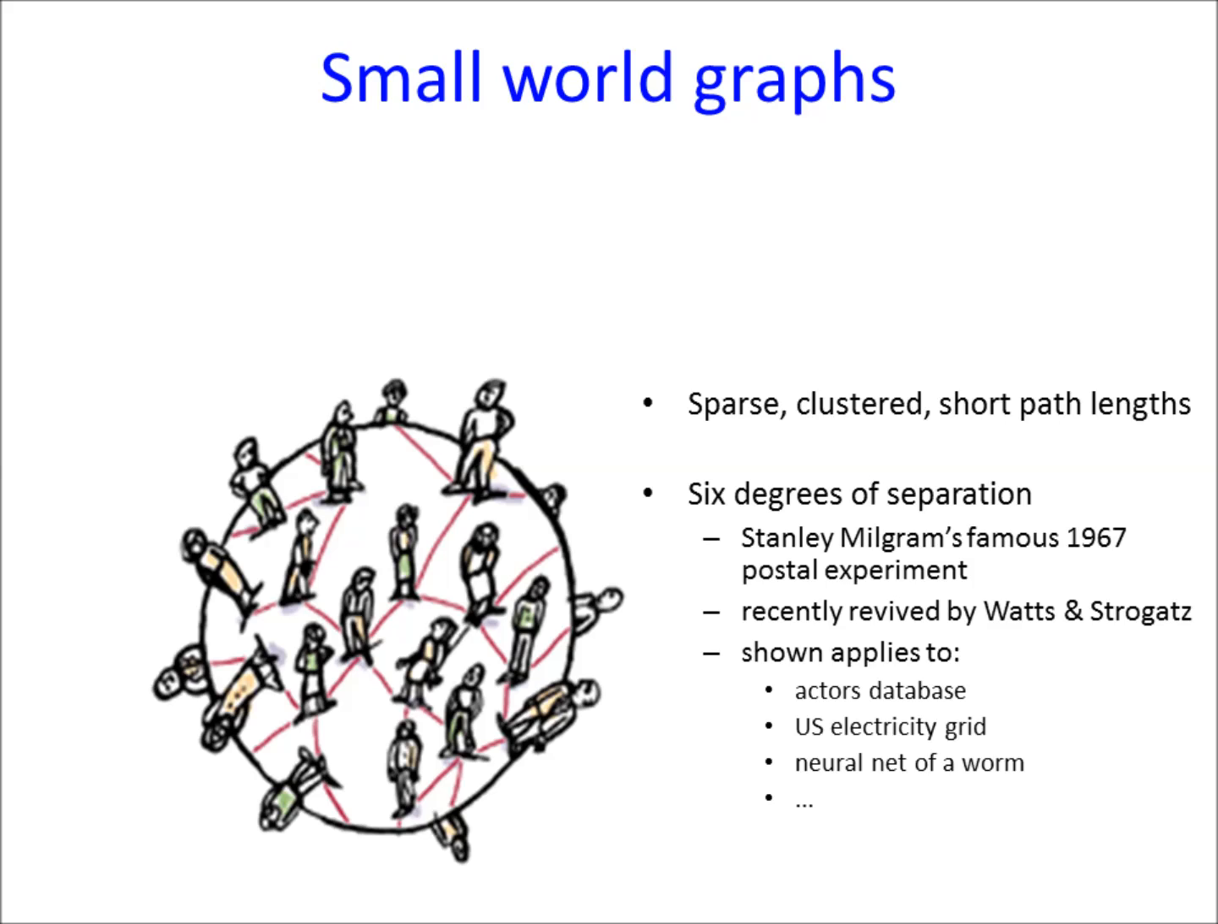That's not just Facebook. This applies to the US electricity grid. This applies to the neural network of a worm. It's actually a general phenomenon that if you have a large network, a real network modeling a real phenomenon, quite likely the diameter is going to be really small. Or yes, the average path length will be extremely small.